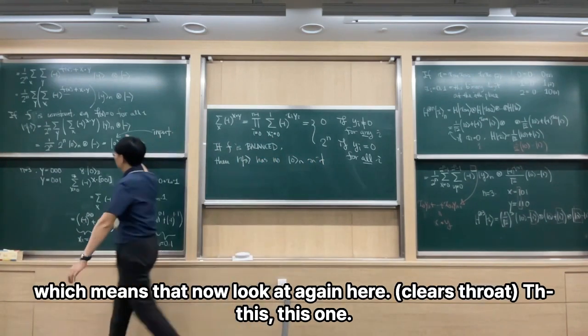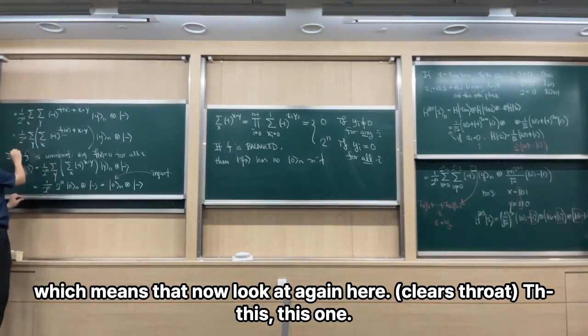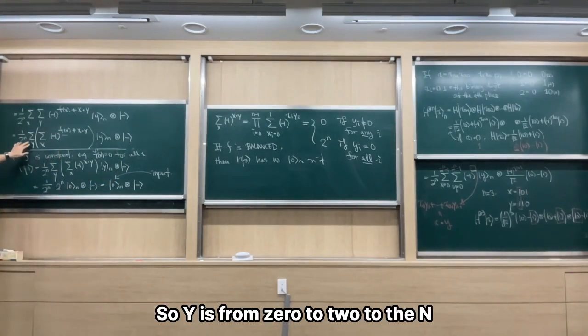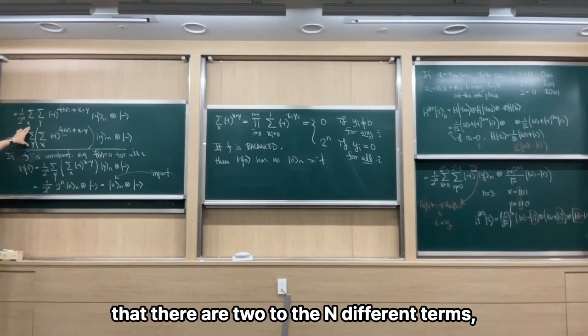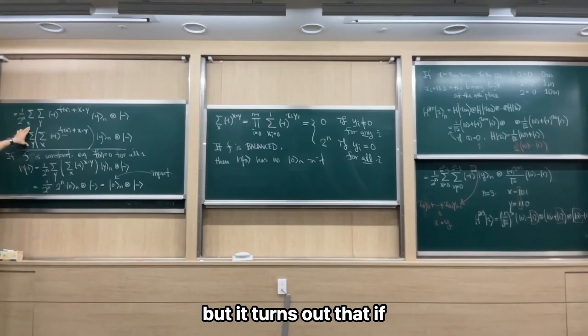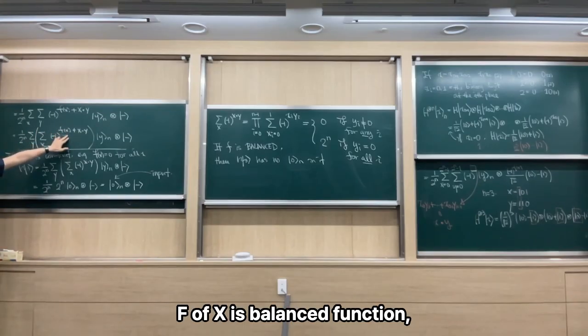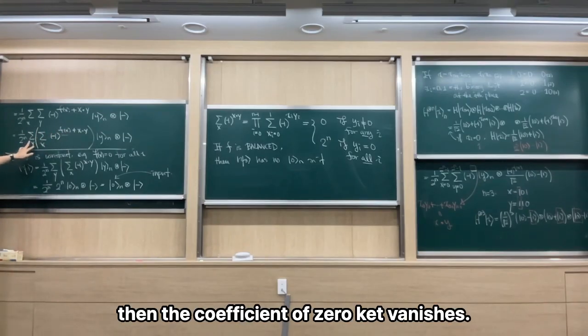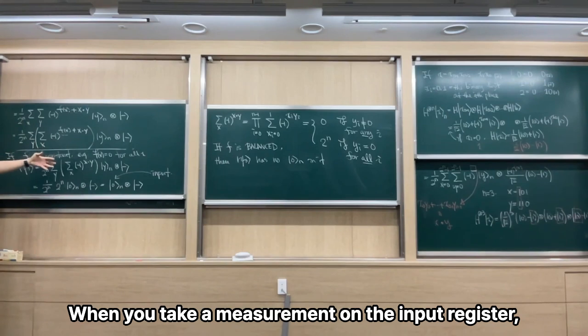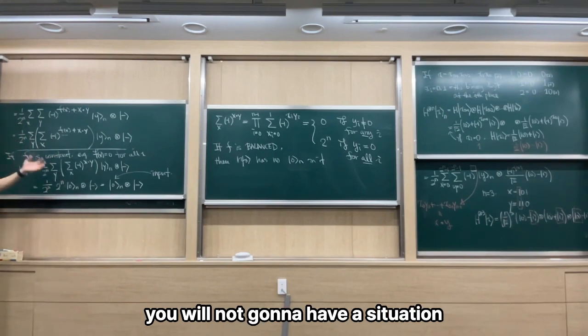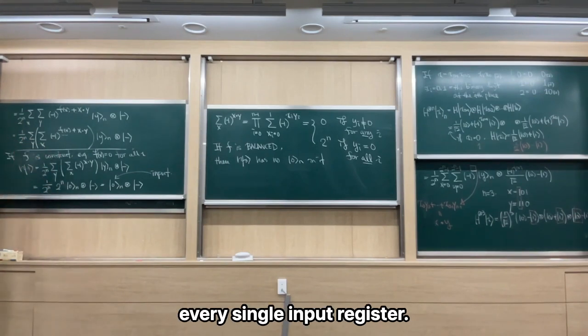So which means that now look at this one again. So y is from 0 to 2 to the n minus 1, right? Normally you would want to see that there are 2 to the n different terms. But it turns out that if f of x is a balanced function, then the coefficient of the zero ket vanishes. So what does that mean? When you take a measurement on the input register, you will not have the situation where you measure 0 on every single input register. At least one input register must be read as 1, right?